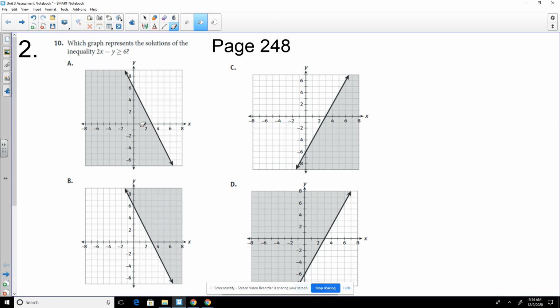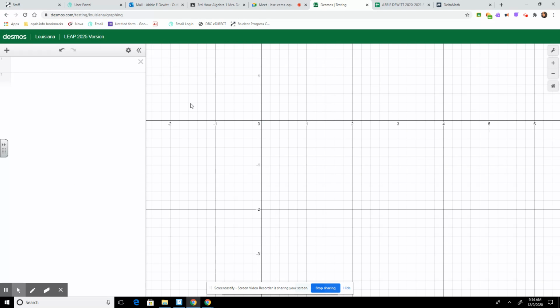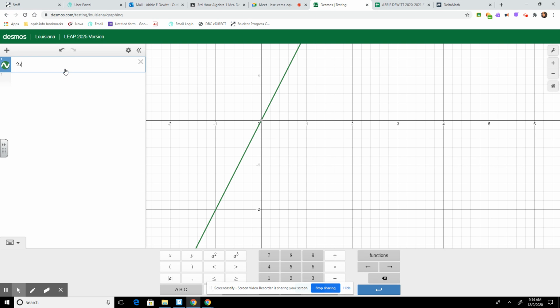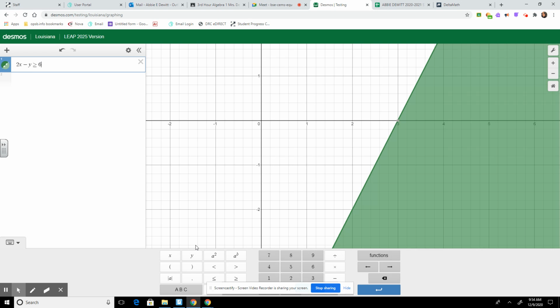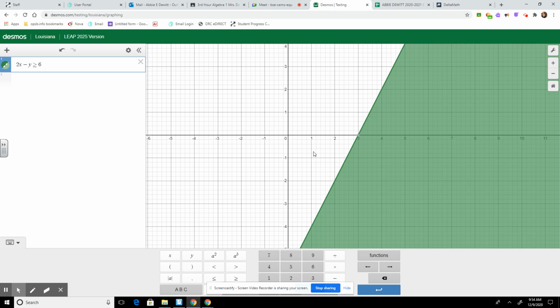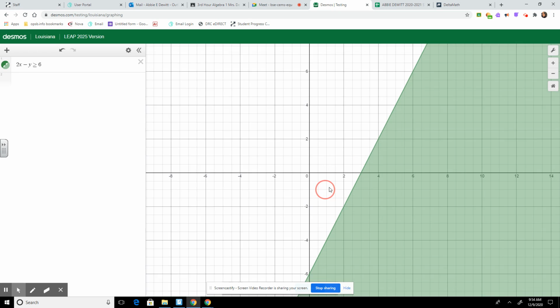Well, I'm going to go to Desmos and I'm going to type this inequality in Desmos, and then I'm going to match the graph in Desmos with one of these graphs given to me. So I'm going to go to Desmos and I'm going to type in 2x minus y is greater than or equal to 6. Okay, 2x minus y, and then I'm going to use my keypad down here, is greater than or equal to 6. Okay, so if I zoom out, this is what my graph is going to look like.